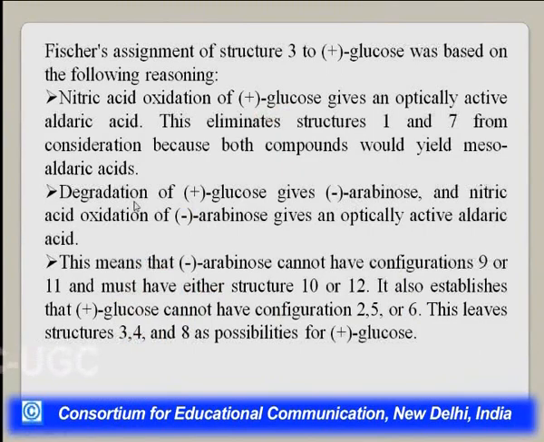Degradation of D-glucose gives arabinose. You know what is degradation? Degradation of a monosaccharide by one stereocenter. So, we will continue this configuration of D-glucose. How can we establish whether out of these 8 stereoisomers which structure is glucose? We will discuss in detail thereafter.